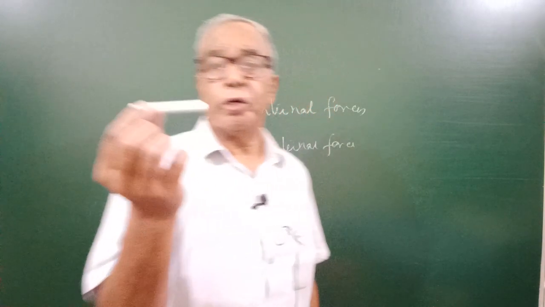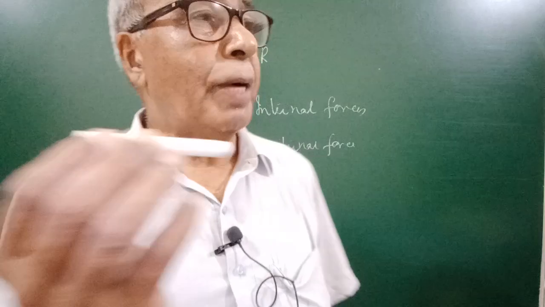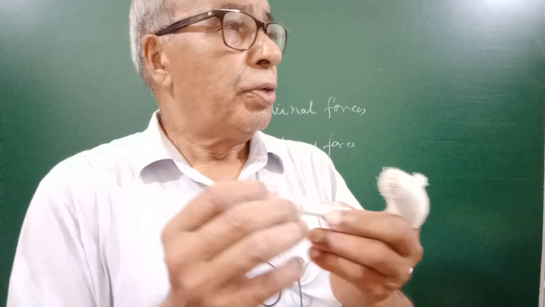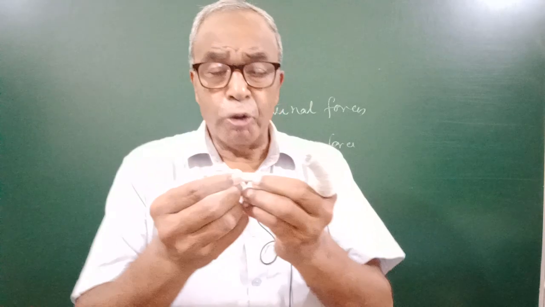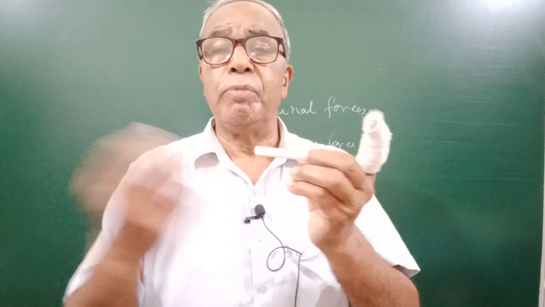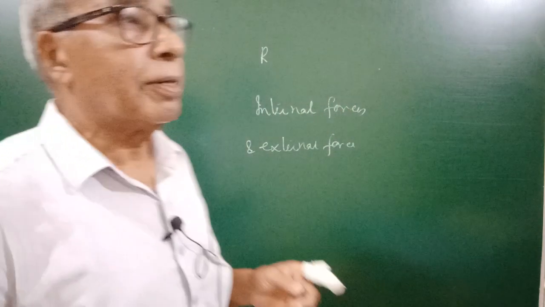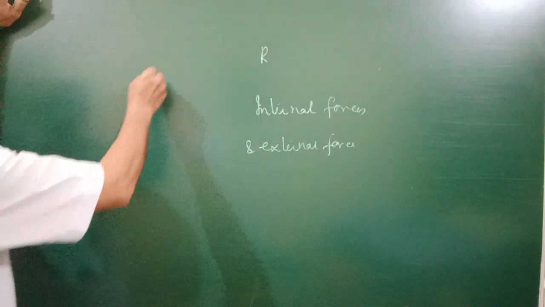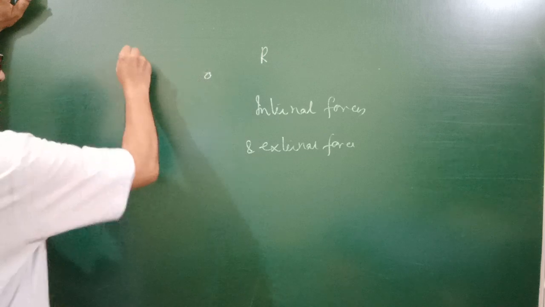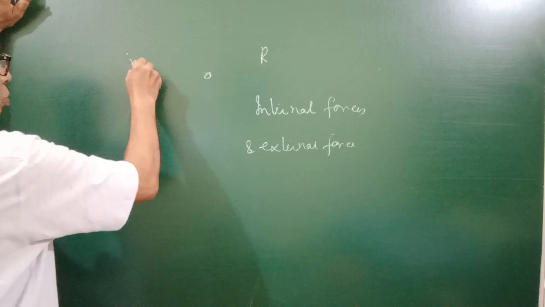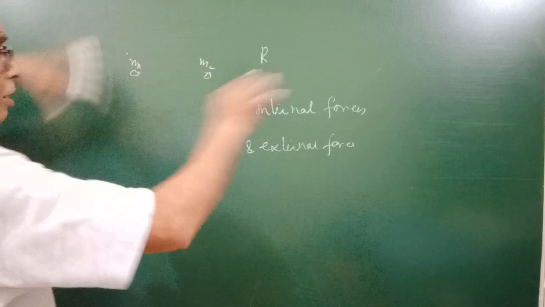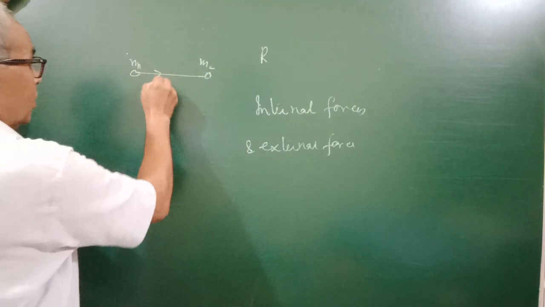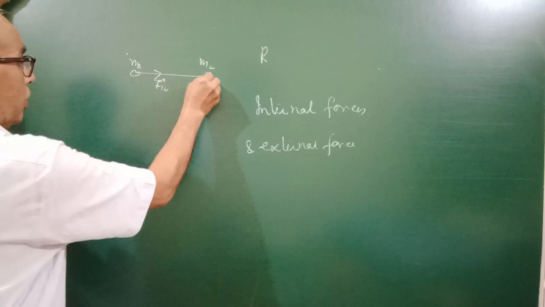This piece of chalk is made up of many particles of chalk. If I try to push or deform its shape, I am unable, because internal forces are acting between the molecules of chalk. Consider two particles, m1 and m2. If they remain bound together and we can't separate them, it means some forces are there between them. It is F12, it is F21.